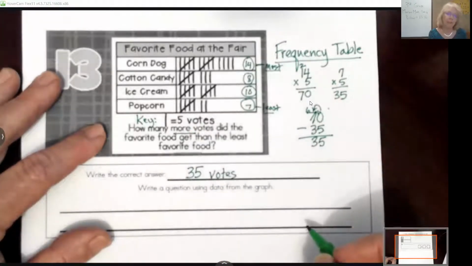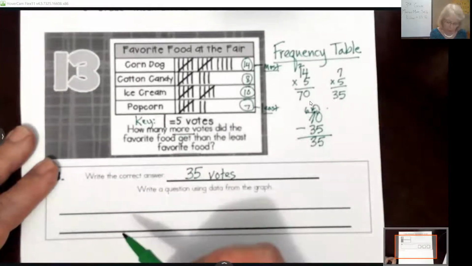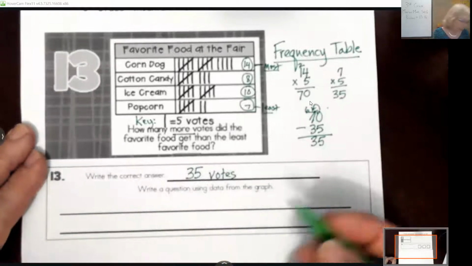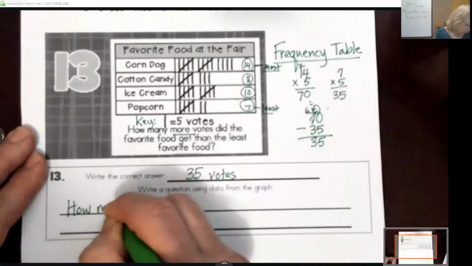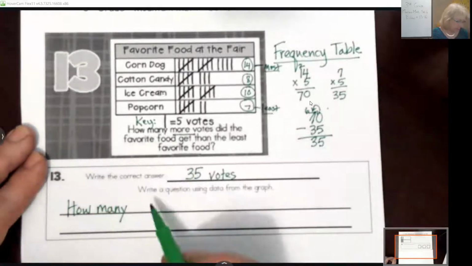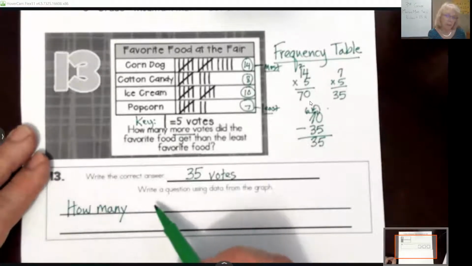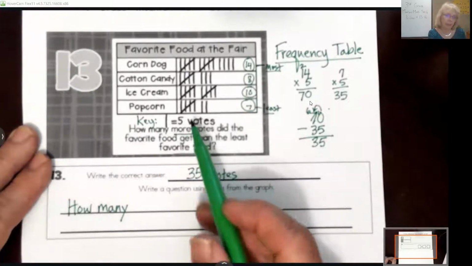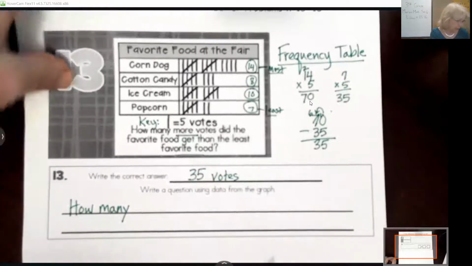All right, so now it wants you to write a question using data from the chart. I'm just going to start it for you, and then you need to think up your own question and see if you can answer it. So it would start with how many, could be more, could be anything, how much. So figure out a question, write it down, and see if you can figure out the answer. But don't forget, 1 tally mark equals 5 votes.